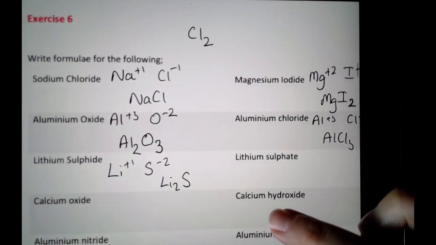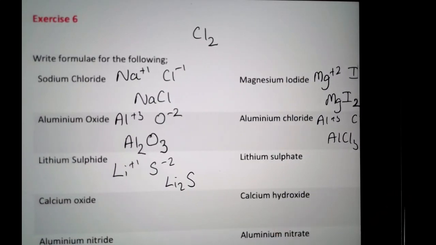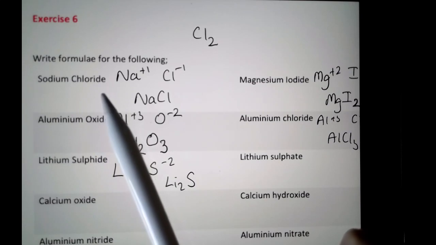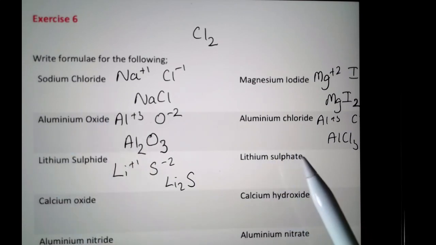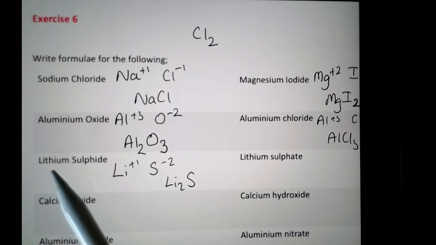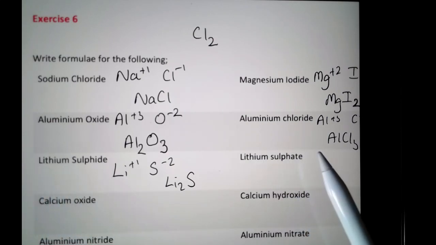The next example, lithium sulfate, is a little bit different. So far, every compound we've looked at has ended in "ide." So the metal comes first, the non-metal has the ending changed to "ide." But in this case, the non-metal has had its ending changed to "ate." So how does this differ? Lithium sulfide, lithium sulfate, what is the difference?